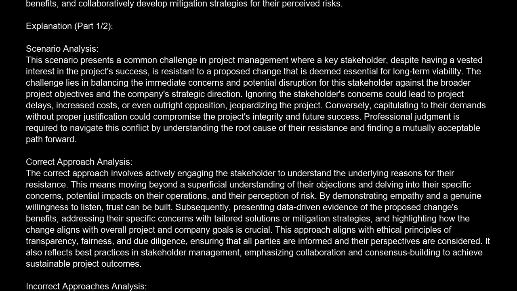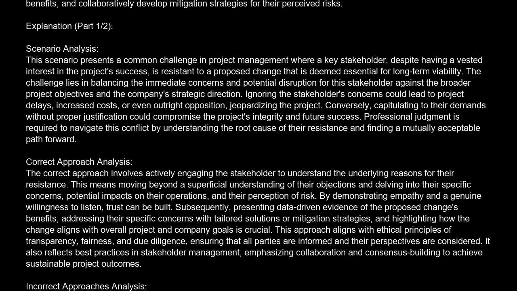the project. Conversely, capitulating to their demands without proper justification could compromise the project's integrity and future success. Professional judgment is required to navigate this conflict by understanding the root cause of their resistance and finding a mutually acceptable path forward. Correct approach analysis.